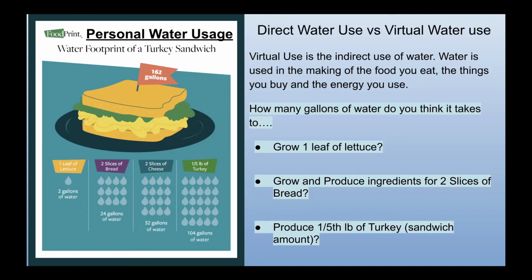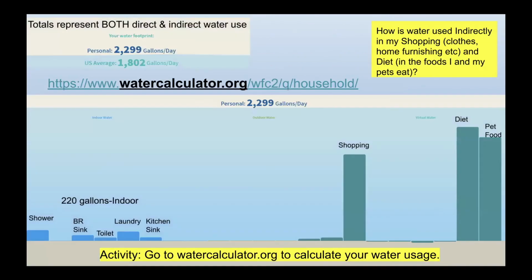So a lot of water goes into our everyday things. Something you can do is go to the watercalculator.org website, and you can use their calculator to determine how much water you're using both directly and indirectly. I highly recommend you visit the watercalculator.org website that you see on the slide.